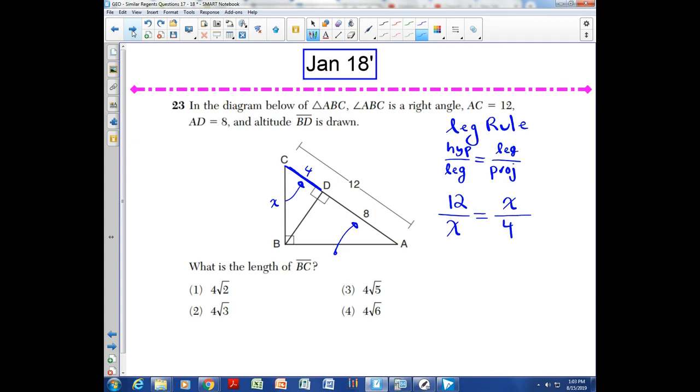So now we have enough information to begin solving for x. We're going to cross multiply, get x squared is equal to 4 times 12, which is 48. To get rid of a square, we use a square root. x is equal to... Now I look at my answers and I can see they're all radicals. They're all irrational, but they're all simplified as well.